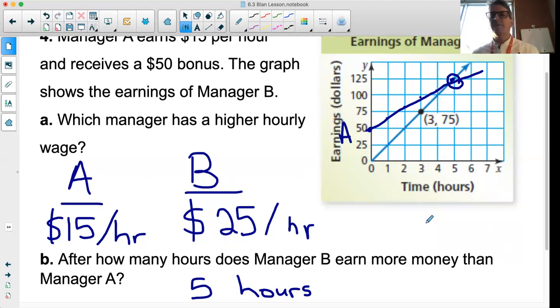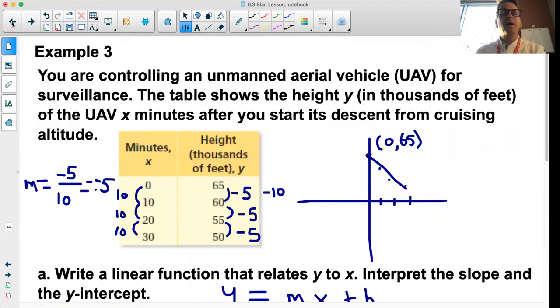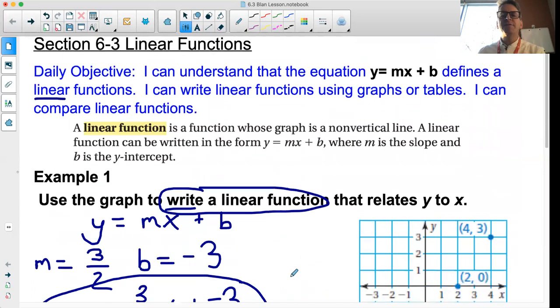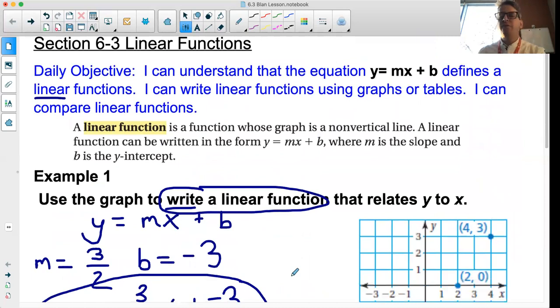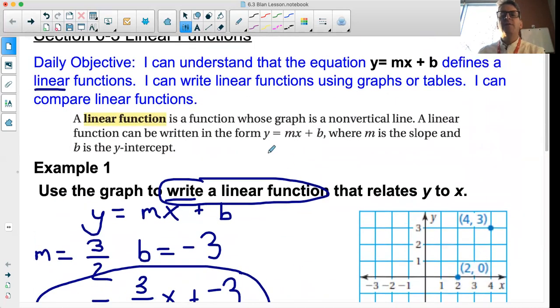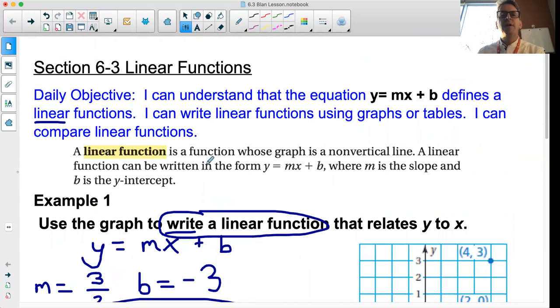Okay, so this concludes the lesson. In this section, as we went through, you're comparing linear functions. You're writing linear functions using graphs. So use your slope, use your intercept. If it's in the form of a line, it should be in y equals mx plus b. And we did some comparing of linear functions.